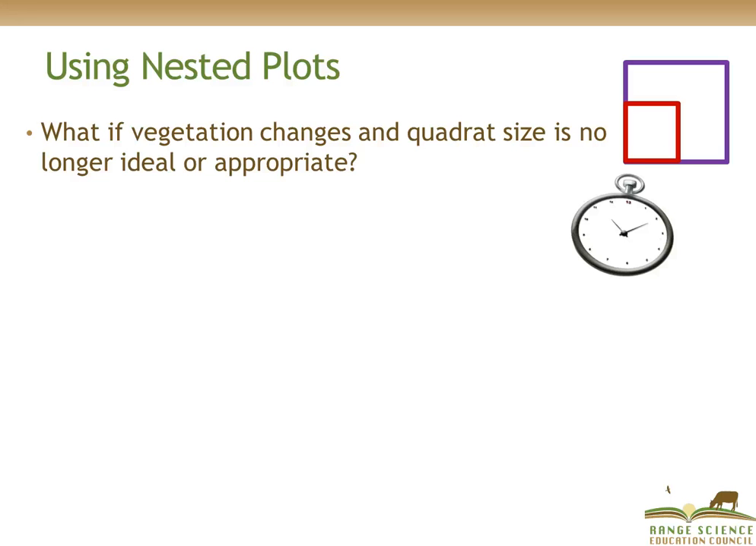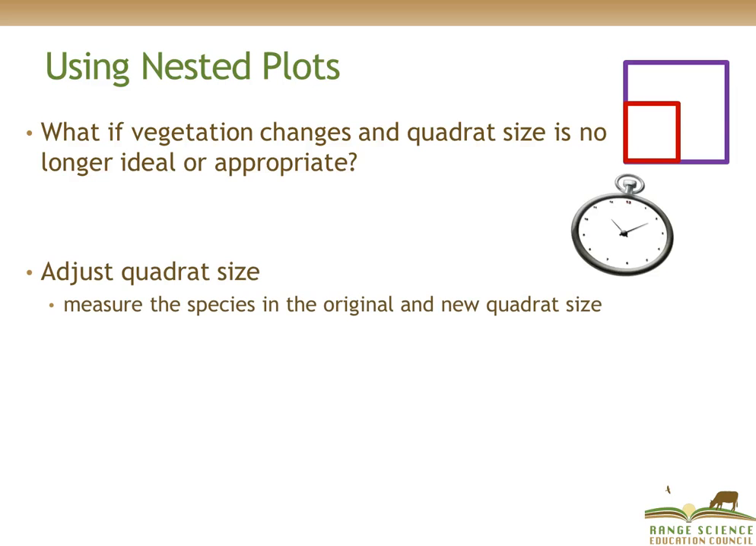This is where we run into trouble. We know that vegetation is going to change, and that's why we measure frequency in the first place. The first thing that we would do is adjust the quadrat size as needed. We measure or estimate the frequency of the species in the original quadrat size as well as in the new quadrat size.